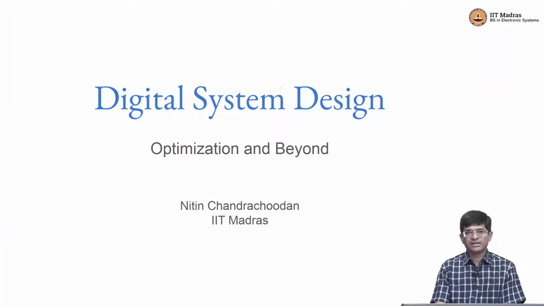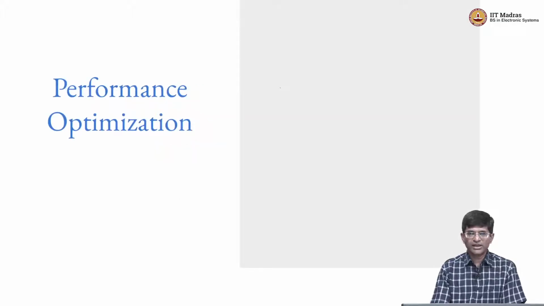Hello everyone. Now we are getting to the final stages of this course on digital system design, and we are going to look at a few slightly, well, not exactly advanced topics, but things that you would use in order to optimize your designs, and then also certain aspects of what goes beyond what we have considered so far. So we are going to start by looking at the problem of performance optimization.